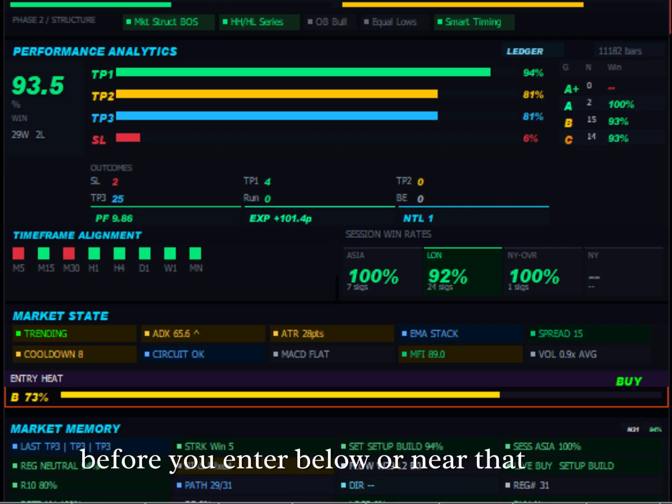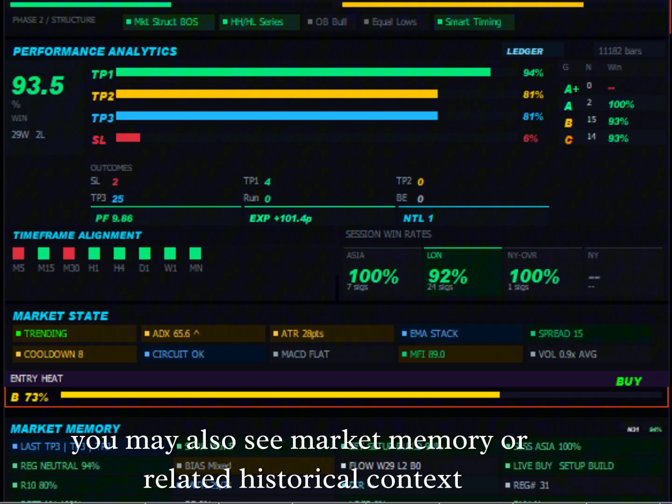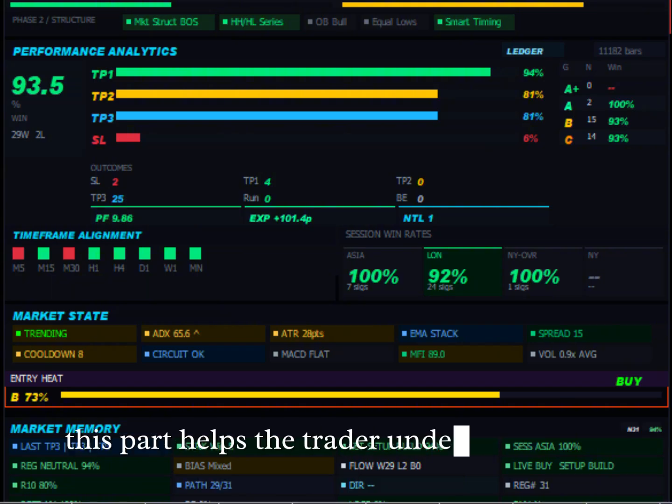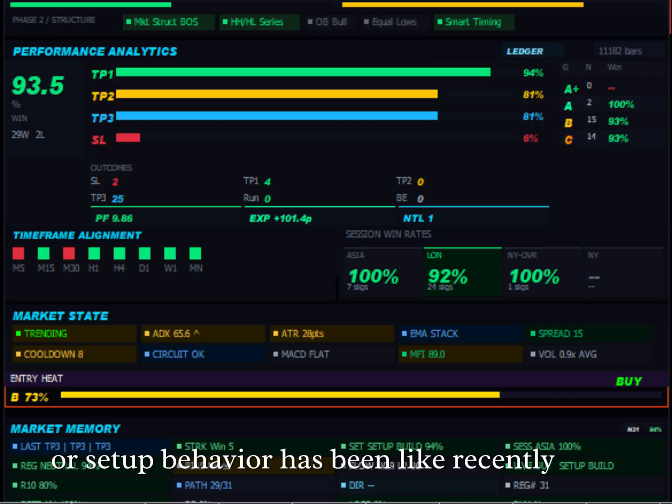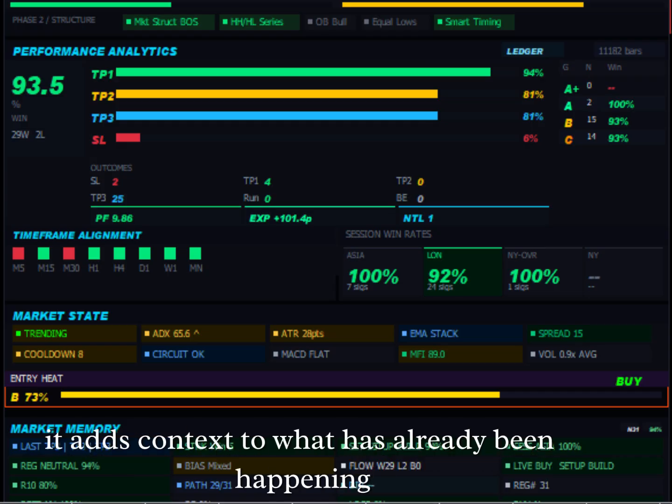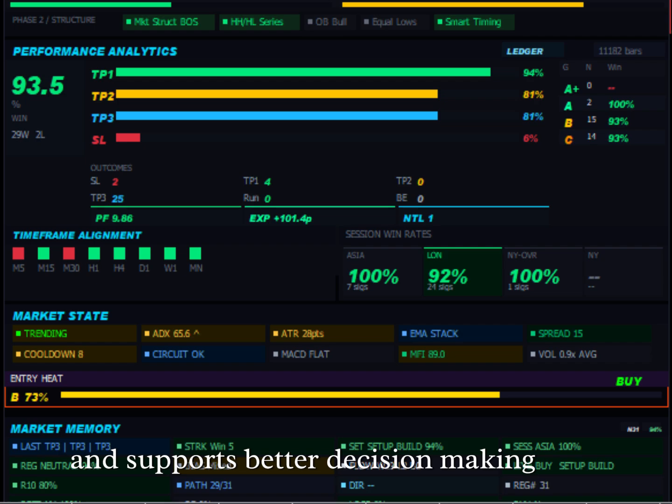Below or near that, you may also see market memory or related historical context. This part helps the trader understand what the market or setup behavior has been like recently. It adds context to what has already been happening and supports better decision-making.